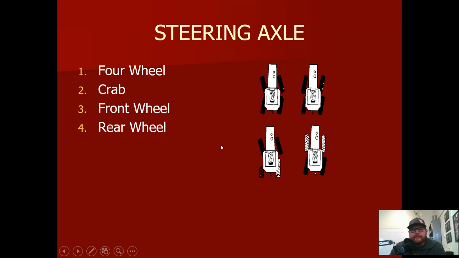And then number four is the rear wheel steering. You'll notice the two fronts are a straight axle. It does not turn at all, but the rear wheels will turn as you're turning that steering wheel. There are some cars that have rear wheel drive. If we're talking about cars that have rear wheel drive, this is essentially the same exact thing that we're dealing with.